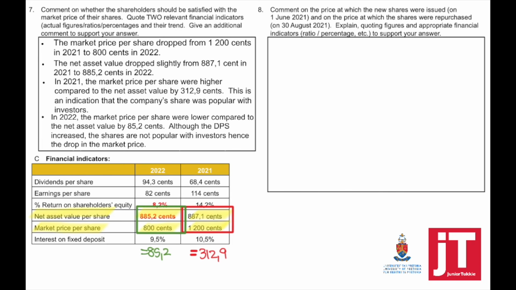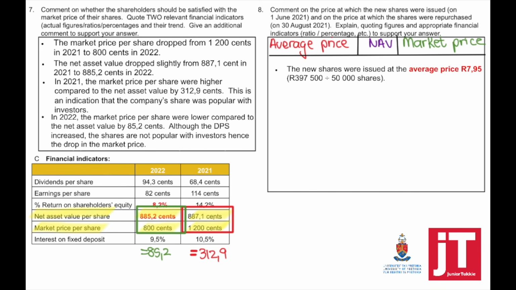Looking at our last question, question 8. Comment on the price at which the new shares were issued on the 1st of June 2021 and on the price at which the shares were repurchased on 30 August 2021. Explain quoting figures and appropriate financial indicators to support your answer. So when we're looking at this type of question, we always compare it to the average price, the net asset value, and the market price.